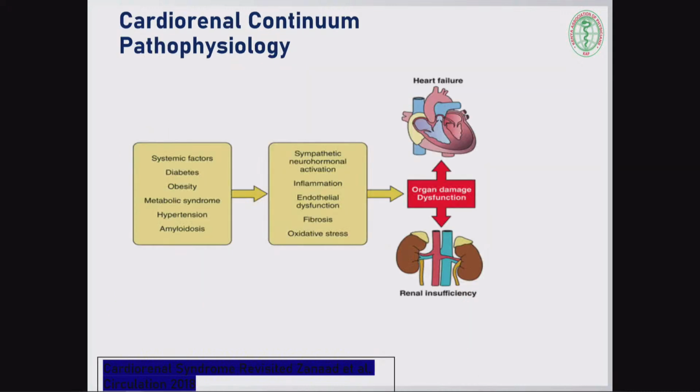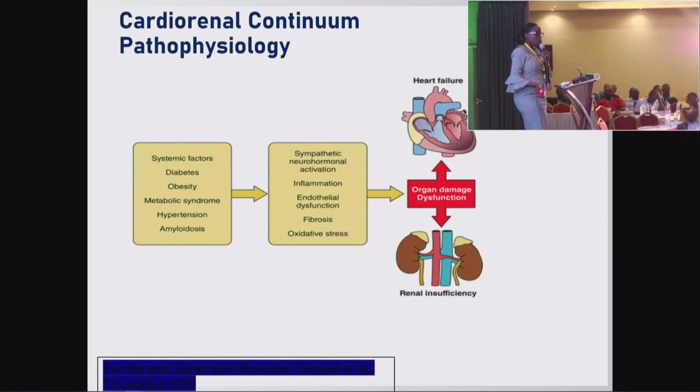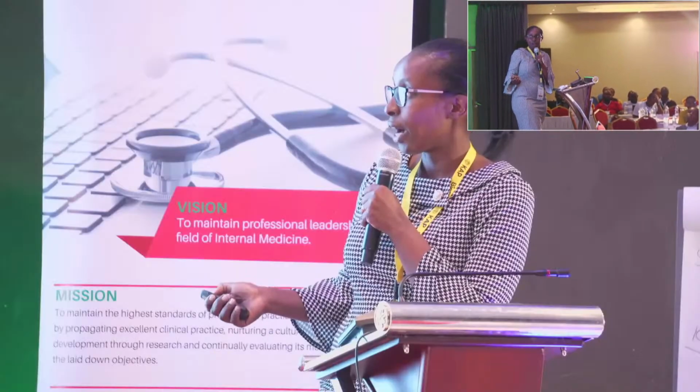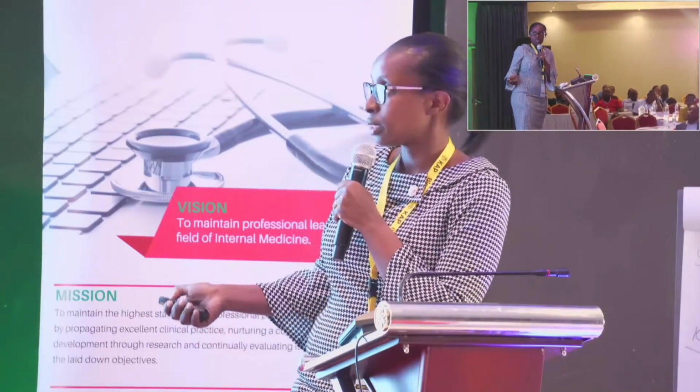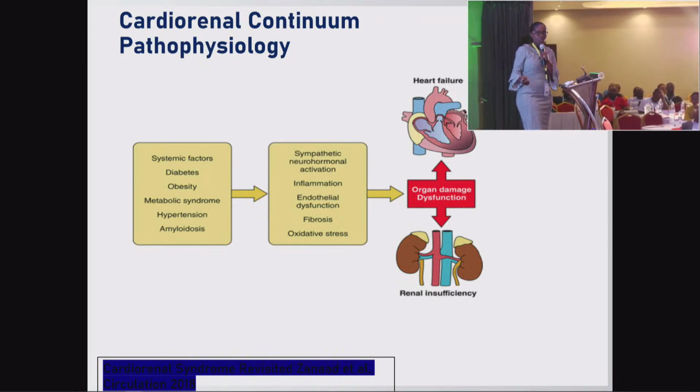And in combination with other systemic factors, either hypertension, amyloidosis, or metabolic syndrome and obesity, which is a big problem, that activates the sympathetic neurohormonal activation. And with that, the cytokines cause a lot of inflammation. You get endothelial dysfunction, fibrosis, oxidative stress. And finally, you end up with organ dysfunction, either in your heart or in your kidneys. So this is the point at which you want drugs that are going to stop all that fibrosis and oxidative stress.